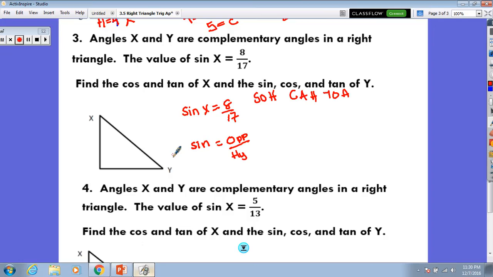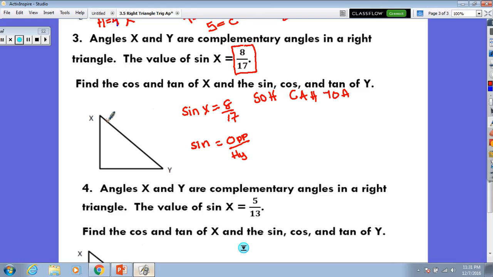Alright, so this problem is on here for a reason, because you're going to see this on your CDA. All we're really doing is using Pythagorean's theorem to find the missing side, and then we will set up each one of our fraction ratios for our angles. Okay, so let's plug in the values that they gave us, which is 8 and 17, into the triangle.